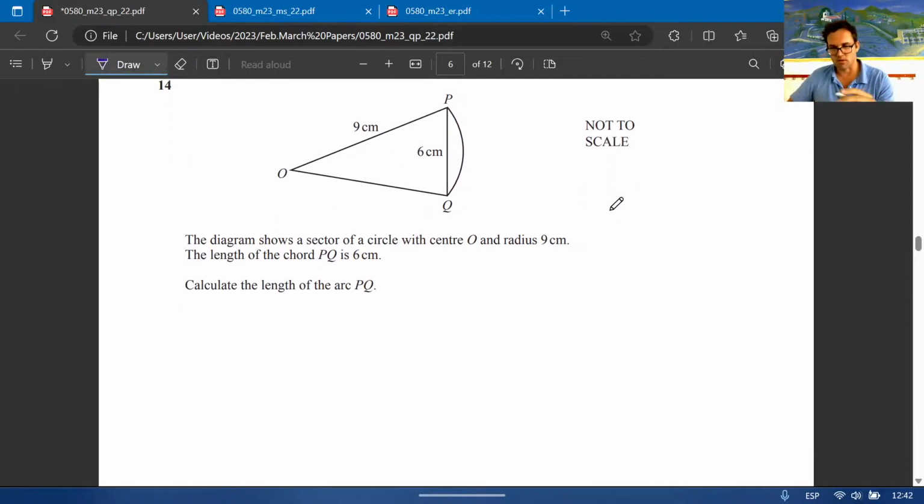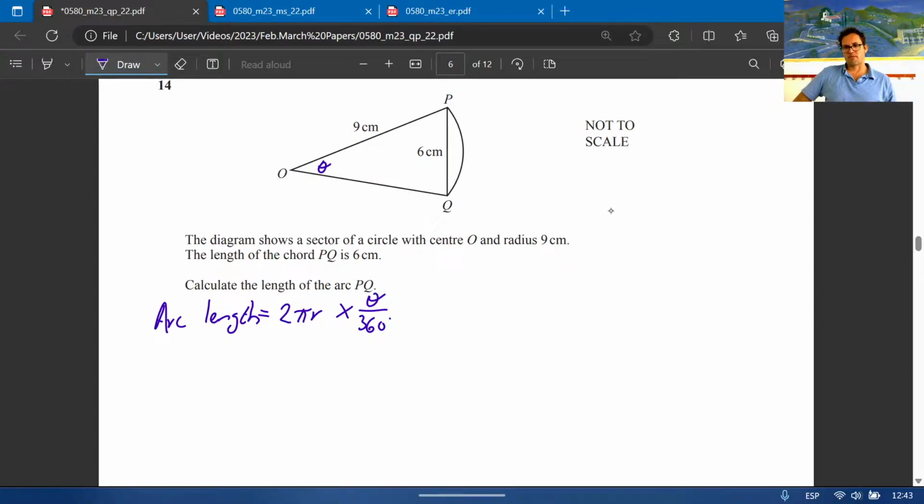Okay, so the moment you read that, you write arc length is, of course, because the arc is part of the circumference of a circle, the formula for the circumference of a circle times the angle, and the angle is that one over there, over 360. So immediately we recognize we're going to have to find that angle there, or we can't use this formula.